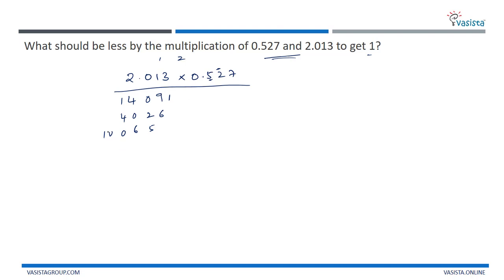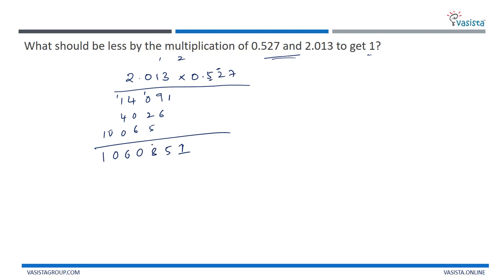Now just add it here. 1, 9 plus 6, 15, 1 carry, right? 5 plus 2, 7 plus 1 is 8. 6 plus 4, 10, 0, 1 carry. 4 plus 2, 6, right? 0 and as well as 1.